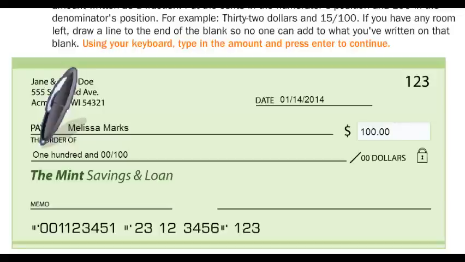If you have any room left, draw a line to the end so that no one could add anything to your check.